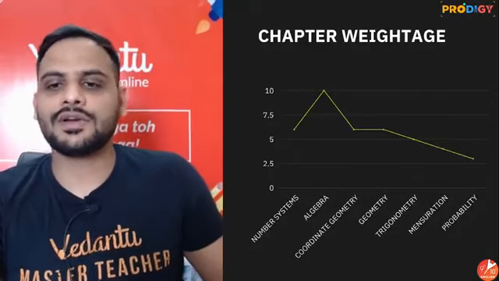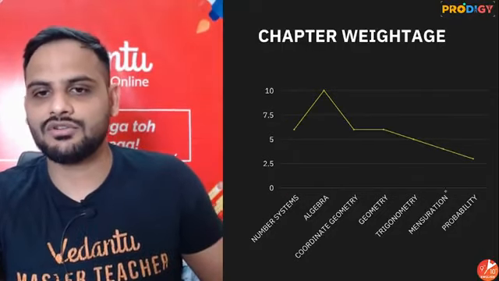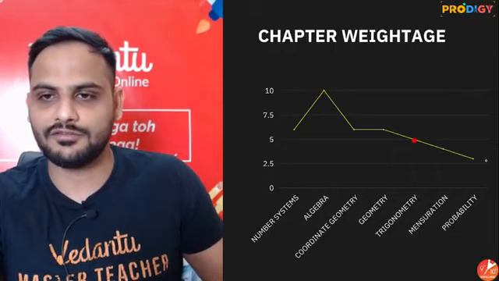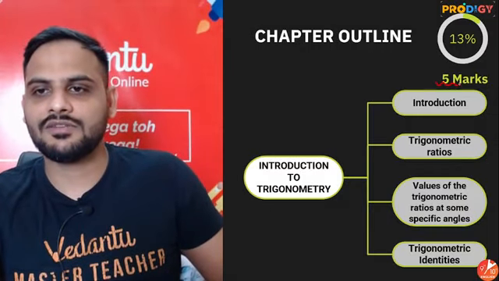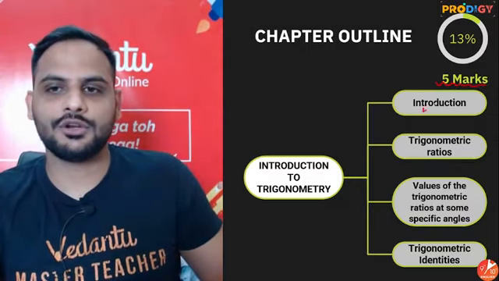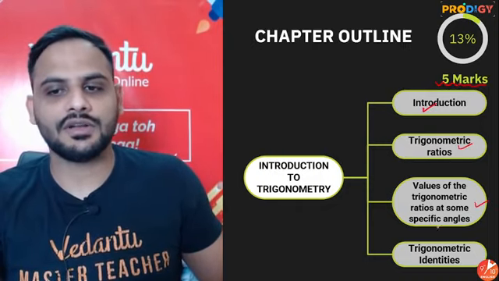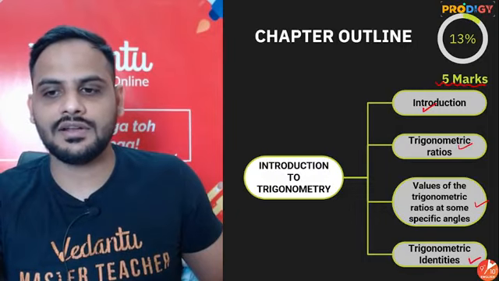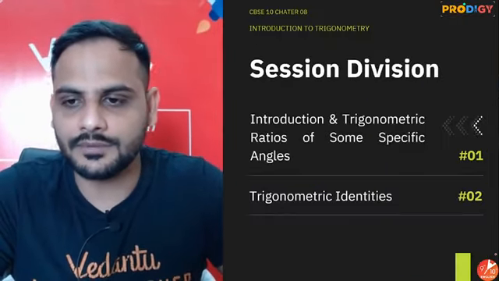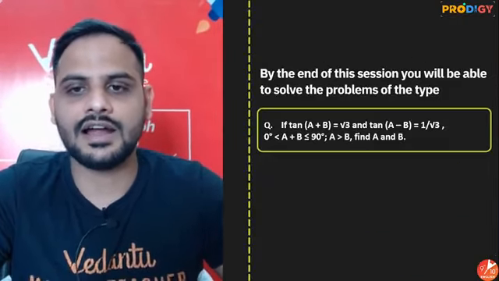Alright, so if we look at the chapter weightage guys right now, trigonometry is of around 5 marks. Trigonometry will be of 5 marks and we have these following topics: introduction, trigonometric ratios, values of the trigonometric ratios at specific angles, and then trigonometric identities. Okay, so let's start with the first one.